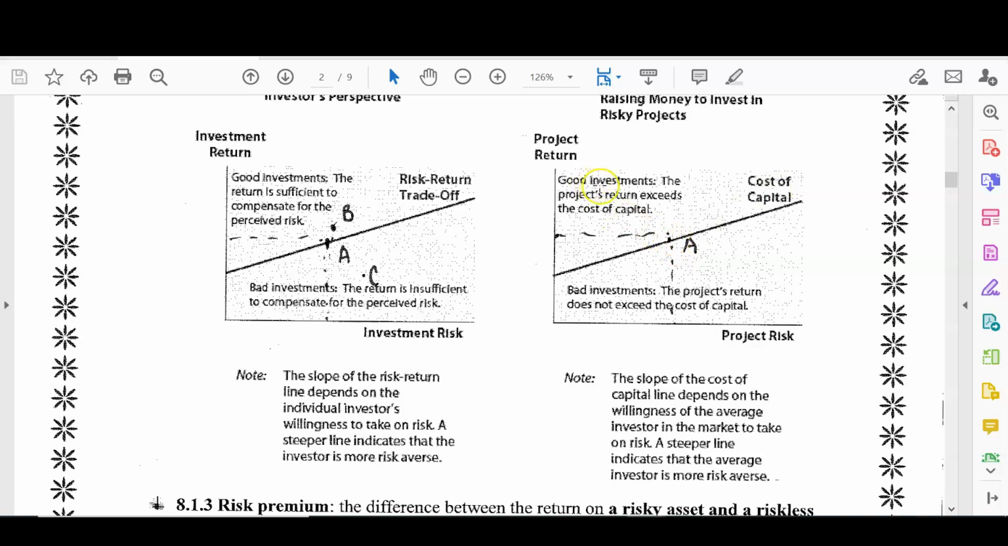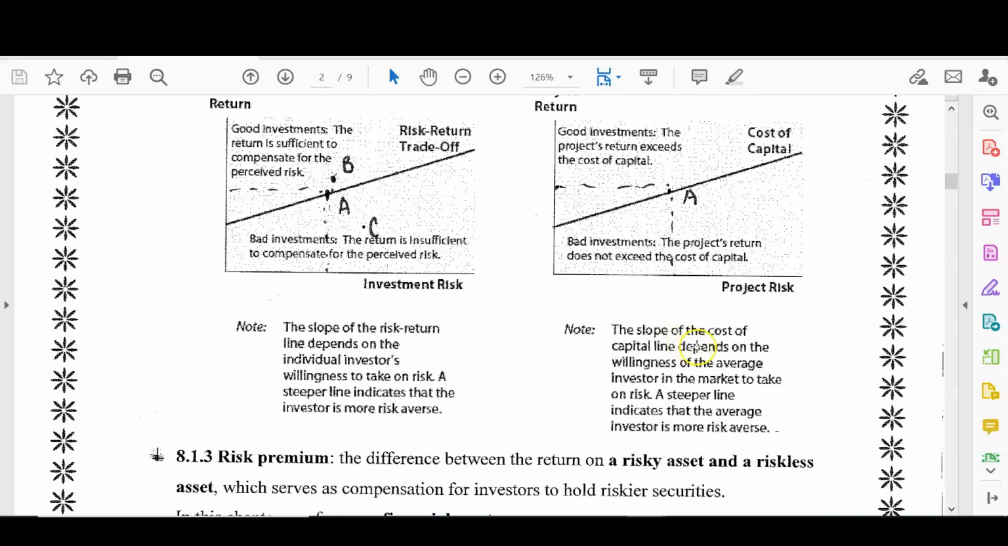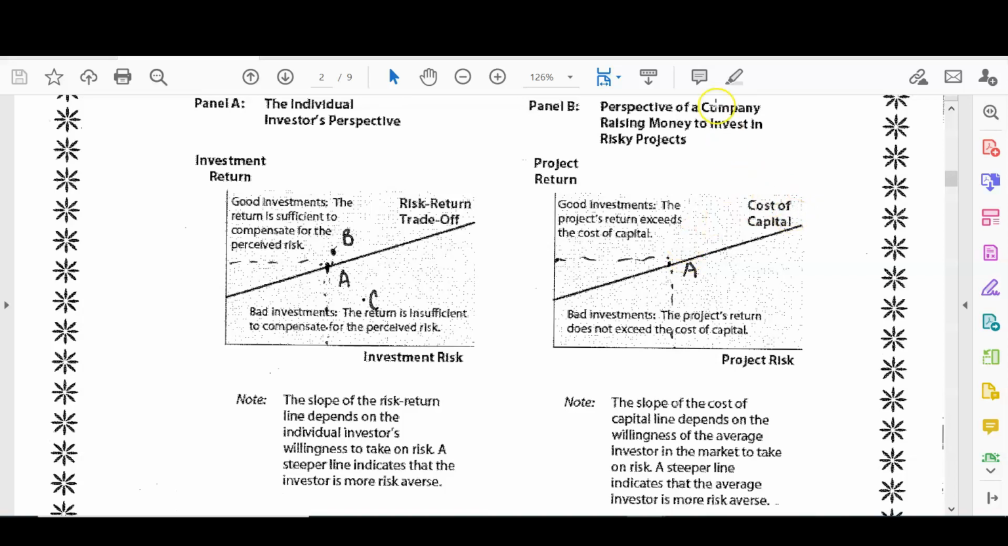Any project is a good investment if the point is above the line, meaning the return exceeds the cost of capital. Any point below the line is a bad investment because the return is lower than the cost of capital, so you are losing money. The slope of the cost of capital line depends on the willingness of the average investor in the market to take on risk. A steeper line indicates that the average investor is more risk averse. So for the same level of project risk, they would require a higher return, and that's going to be a higher cost for the firm.